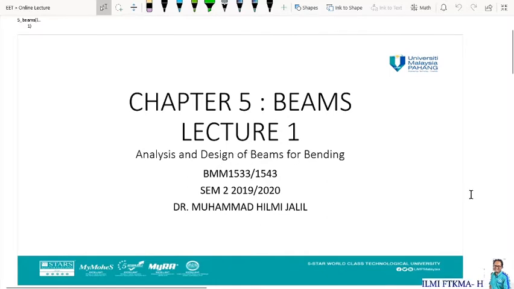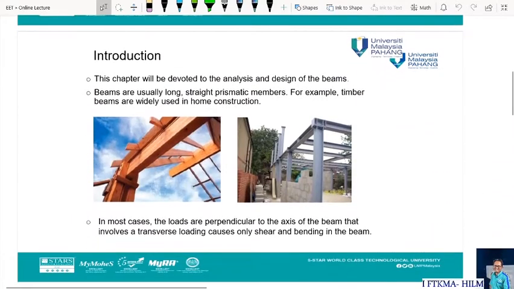And talking about beams, beams are basically structural members that are used to support loads applied at various points along the member. Beams are usually long, straight prismatic members, and in industry there are a lot of steel and aluminum types of beams, and there are also timber beams that are widely used in home construction, but recently contractors have been replacing timber beams with steel, due to the difficulty of obtaining a good timber beam.